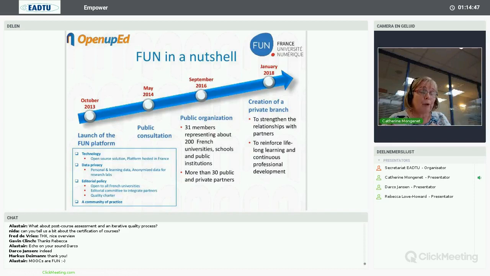From the very beginning, we also decided to create a quality charter, so everyone in our environment knew what we were expecting to be a good MOOC. Today we are a public organization with almost 200 French universities and schools as partners, either by themselves or through their local organization. We have public and private partners, and we have a private branch to develop continuous education since January this year.